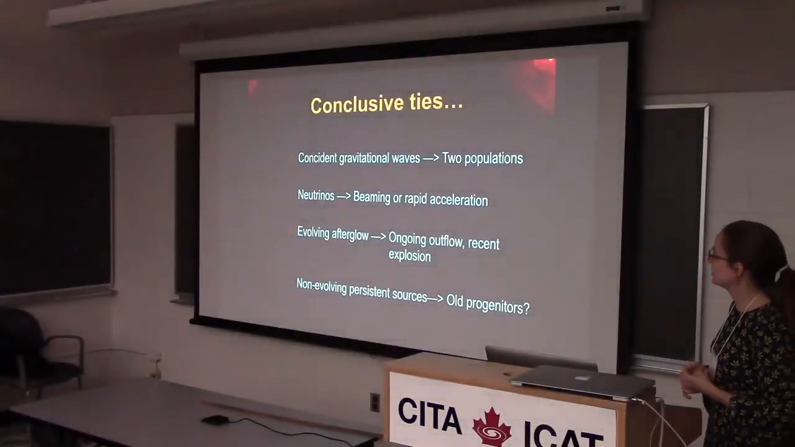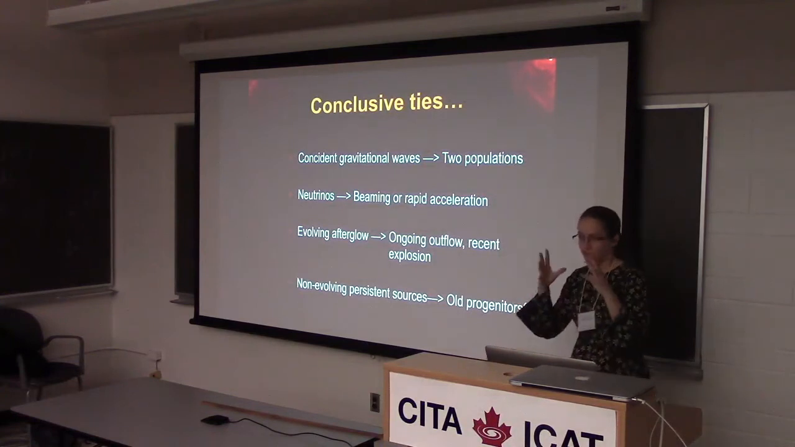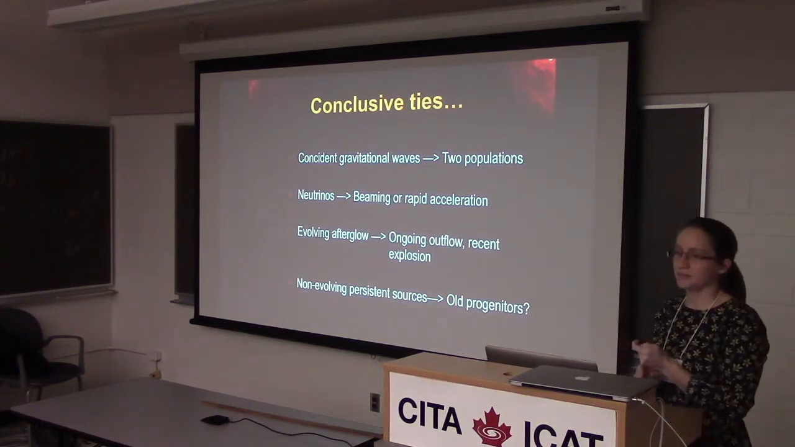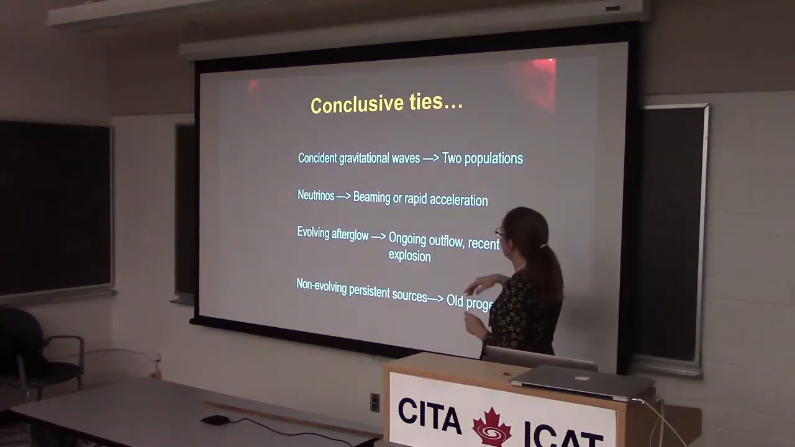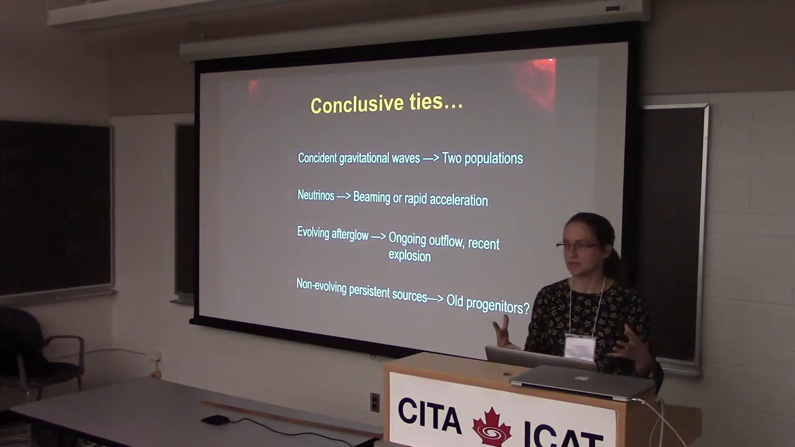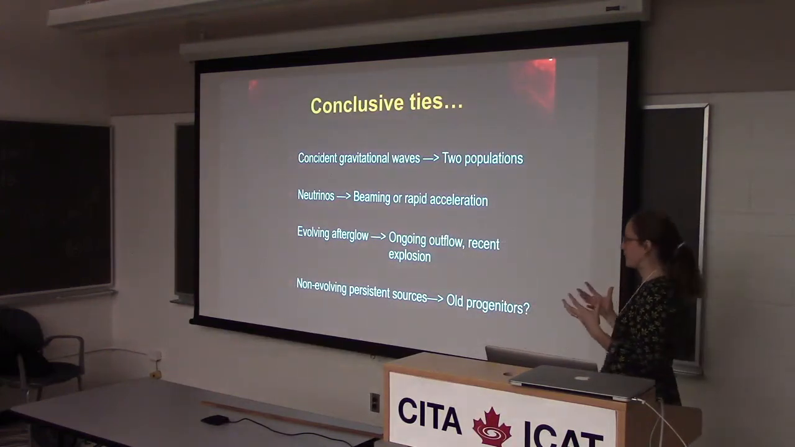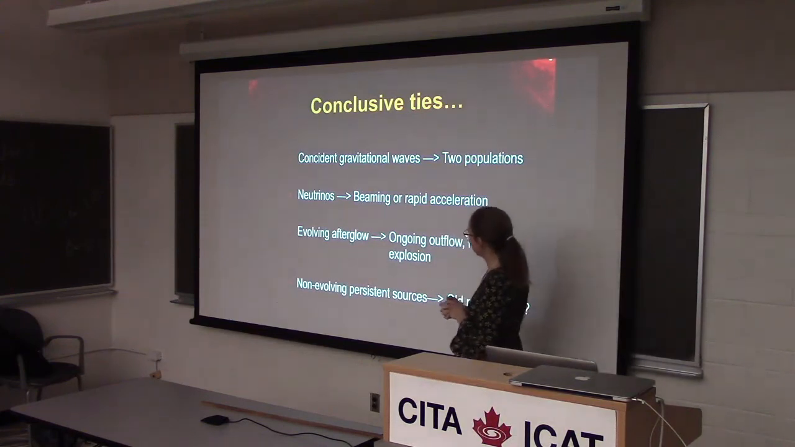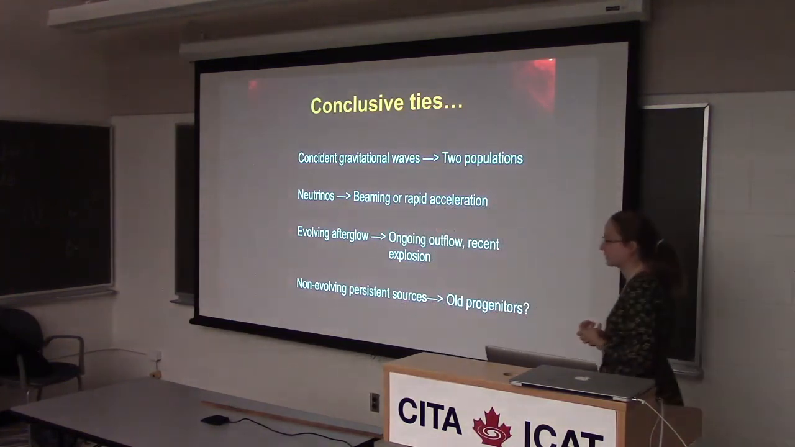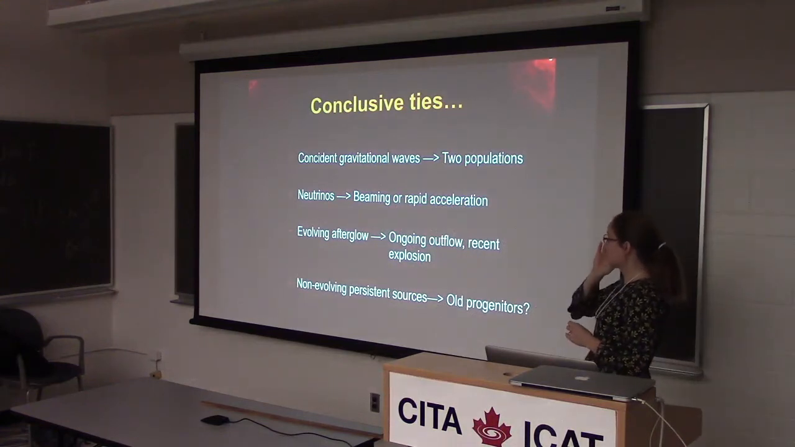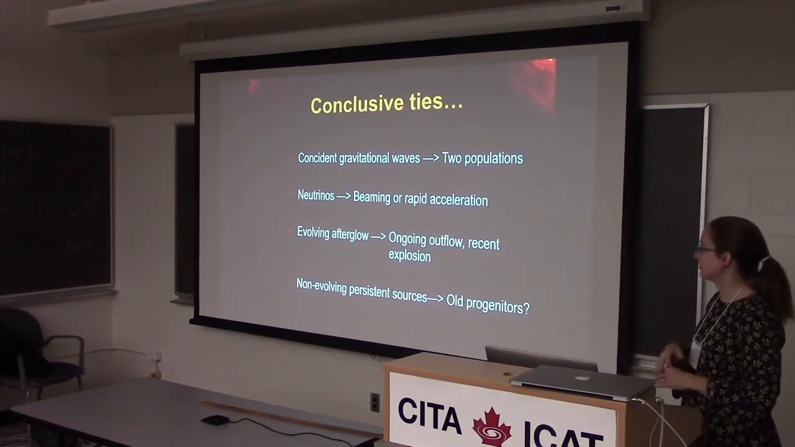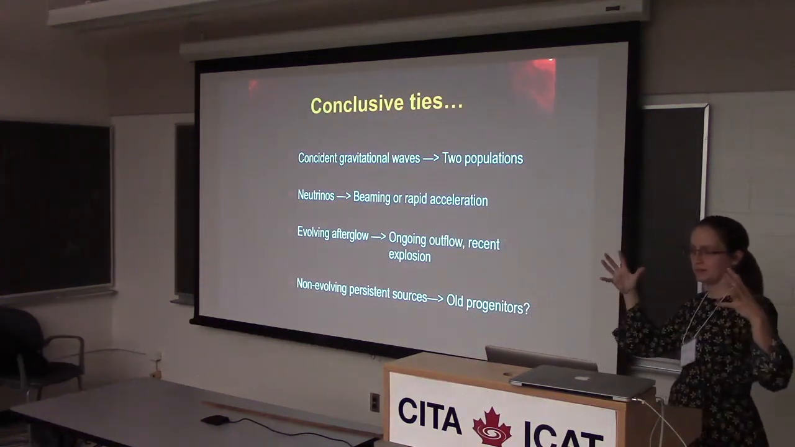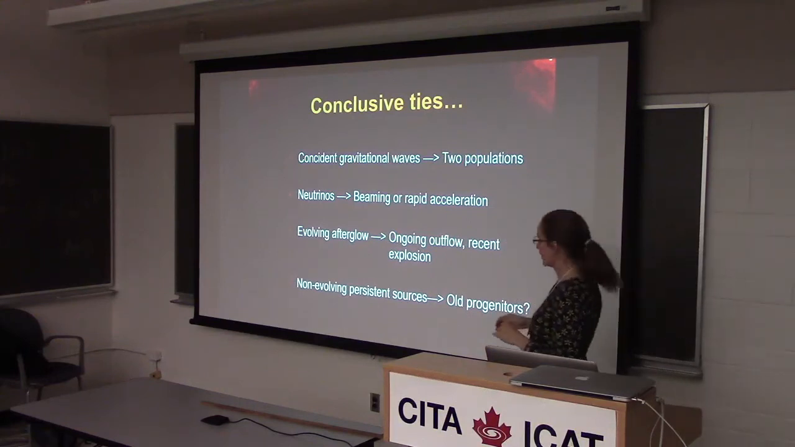But I think there are a few conclusive ties you can make. If we see coincident gravitational waves with an FRB, I think there should be two populations. We know the repeater is not cataclysmic, based on its repetitions. Gravitational waves would probably point to a source class that is a large explosion and a very rapid acceleration, some kind of collapse and explosion. Finding neutrinos would point to beaming or some kind of rapid acceleration of hadrons. The evolving afterglow will tell you a lot about an ongoing outflow or a recent explosion, and you can unpack good information about the changing electrons in that medium by tracking that outflow.